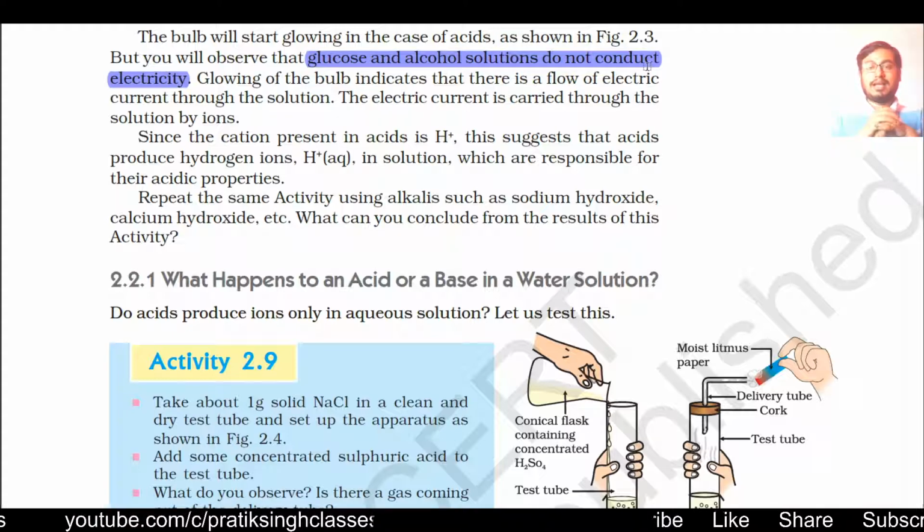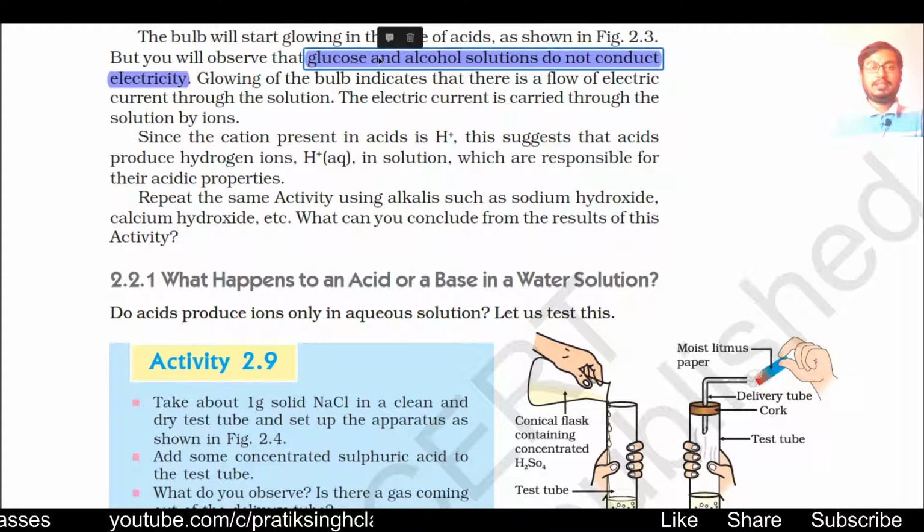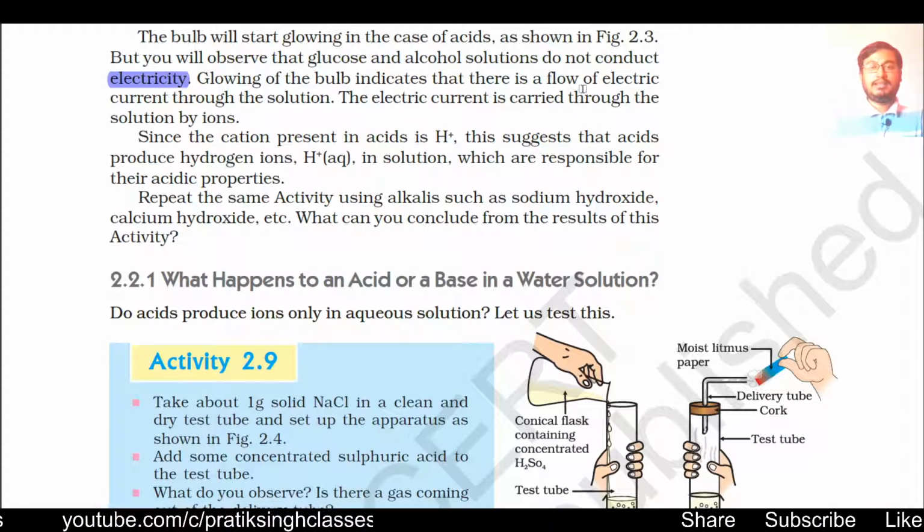Glucose contains a high amount of hydrogen, and alcohol also contains hydrogen atoms, but even though hydrogen is available there, they are not good conductors of electricity. Glowing of the bulb indicates that there is a flow of electric current through the solution, meaning the charges have flowed through the solution. Wherever we say flow of electric current, that means flow of charges. The electric current is carried through the solution by ions.